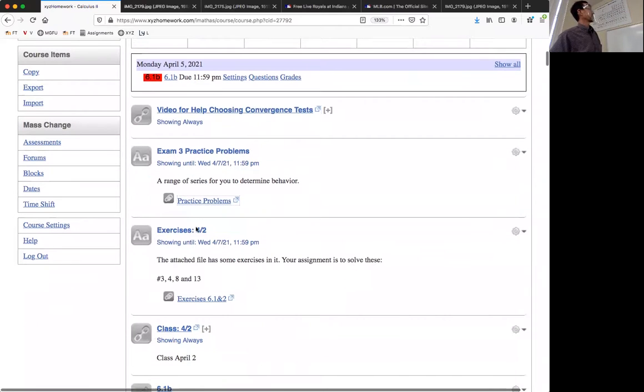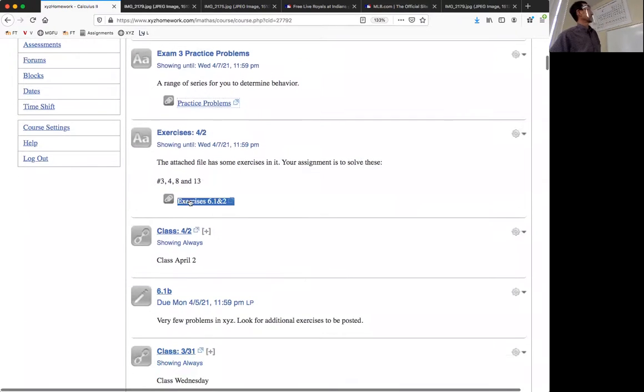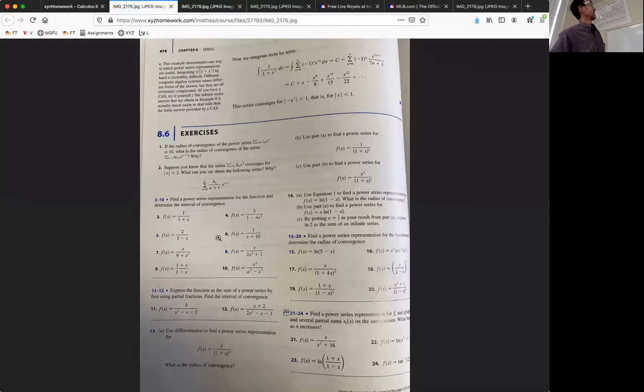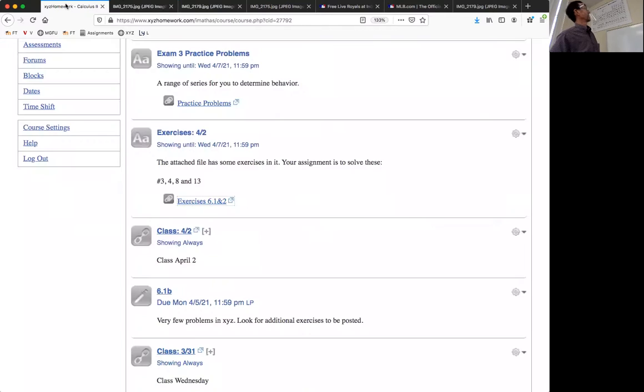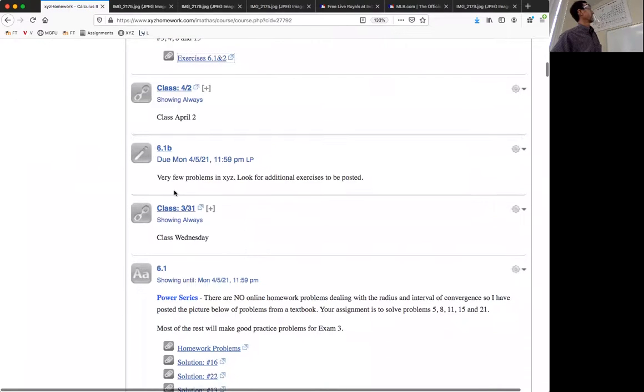Here, exercise 4.2, the material we covered, there were no online homework problems. And here I've assigned 4 of them: 3, 4, 8, and 13. Probably all of them are good problems, but maybe not. Pay attention to the ones I assigned on that one. And there's a video from class, and then the problems online that are due today, and another class.